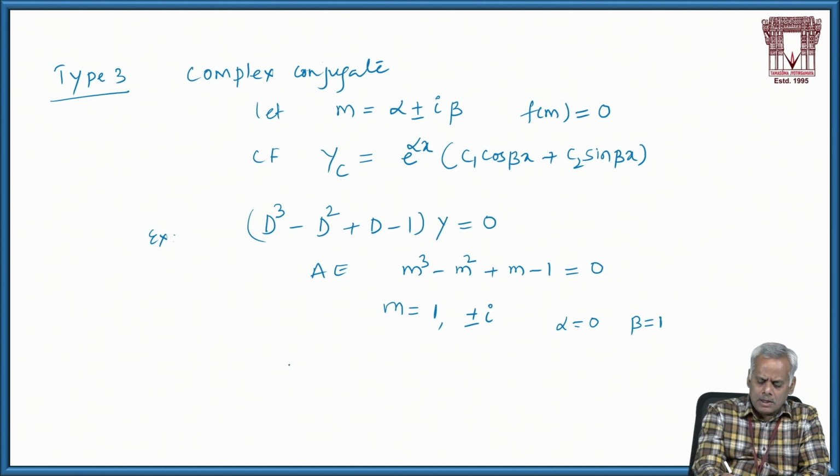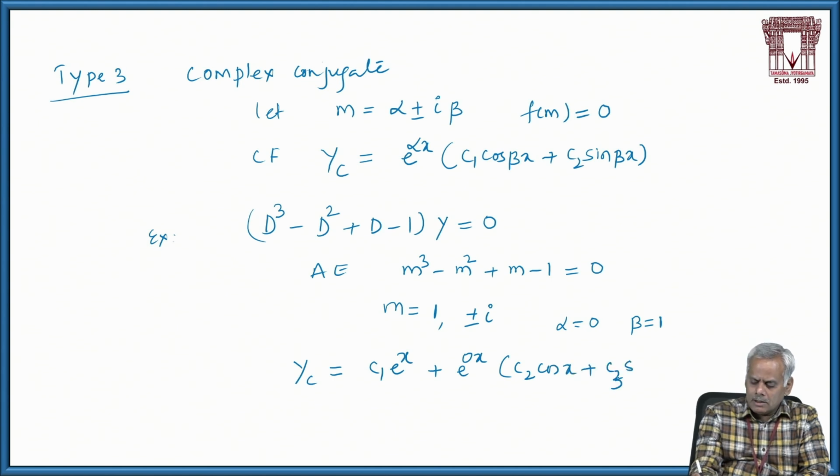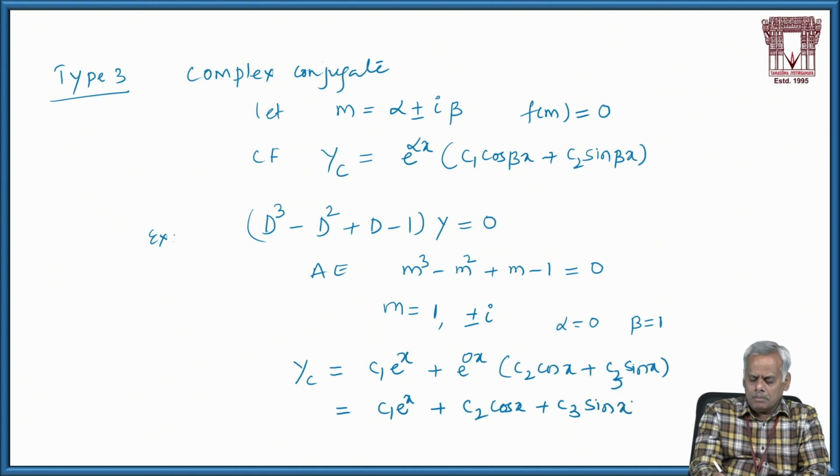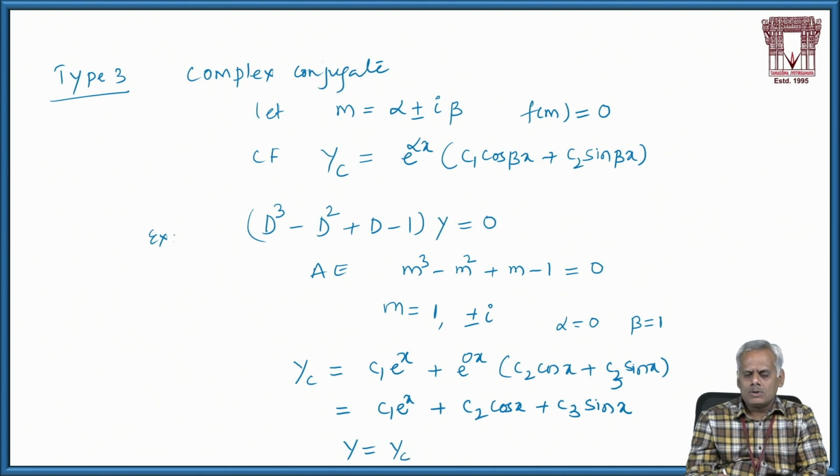Then the complementary function y suffix c is c1 e power x plus e power 0x (c2 cos x plus c3 sin x), which is equal to c1 e power x plus c2 cos x plus c3 sin x, and hence the complete solution is y is equal to yc.